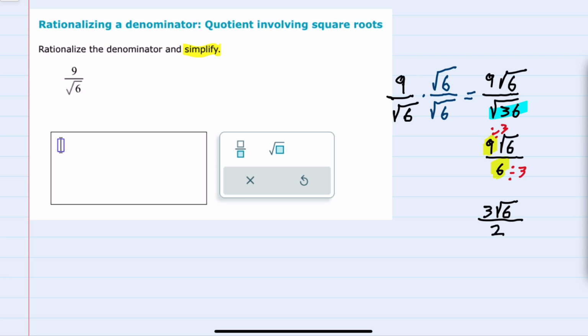And I just want to point out here that while we may be tempted to try to cancel the 6 and the 2, the 6 is under the radical and the 2 is not. So there's no canceling there to be done. So this is our simplified solution.